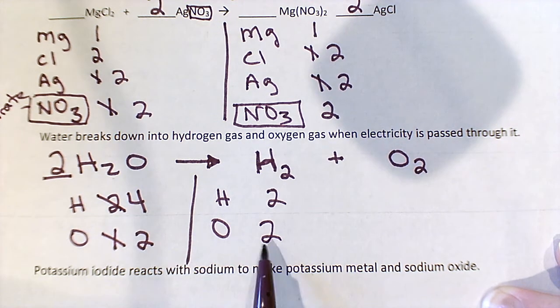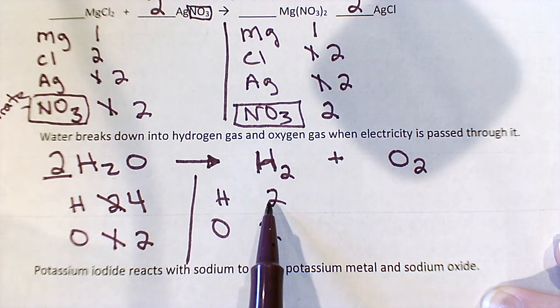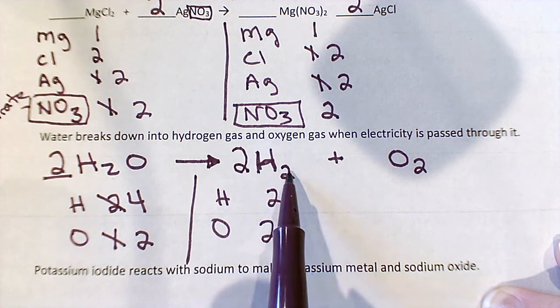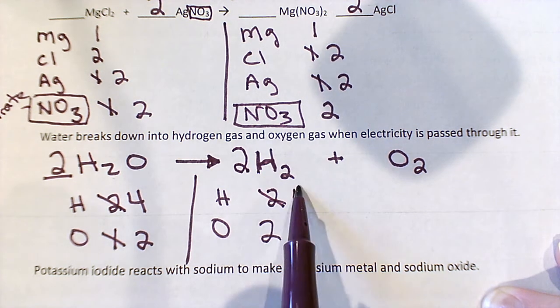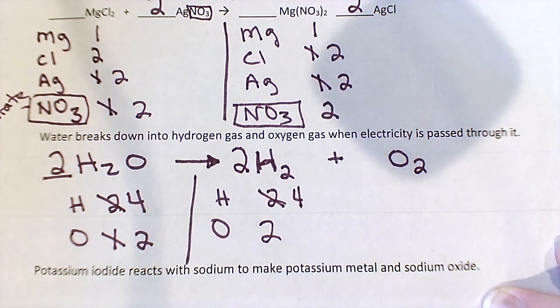So now oxygens look good, but I have 4 hydrogens here and only 2 here, so I need twice as many. So I put a 2 there. Now 2 times 2 would give me 4 hydrogens. So now I have 4s, 2s, and we balance.